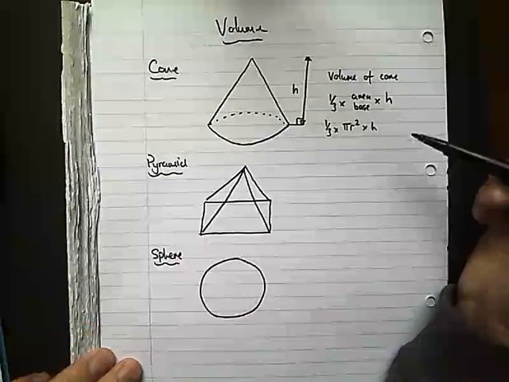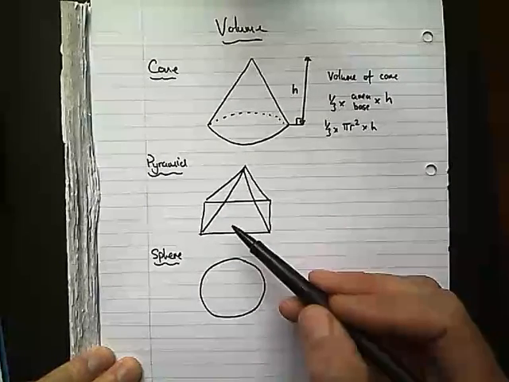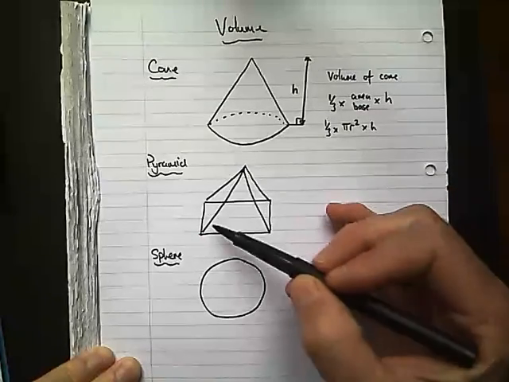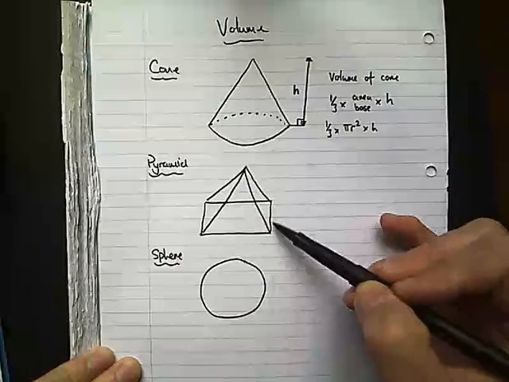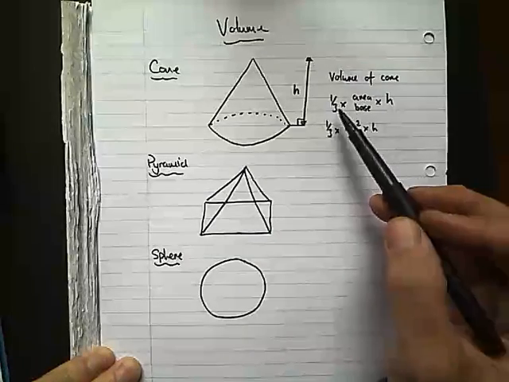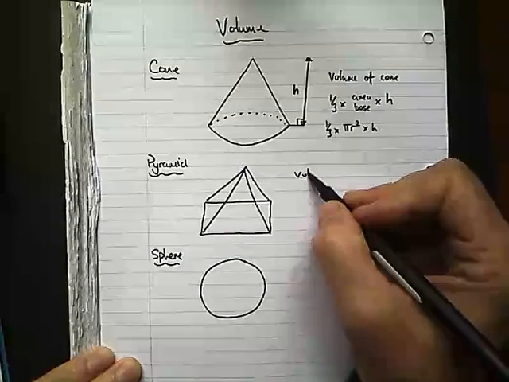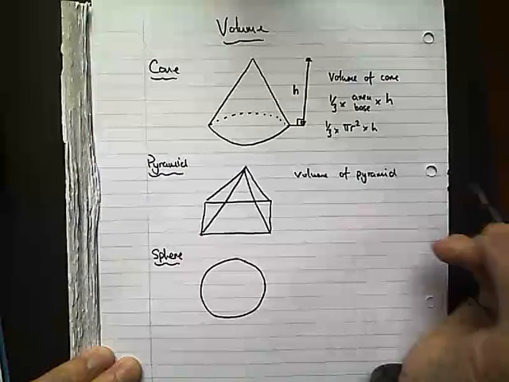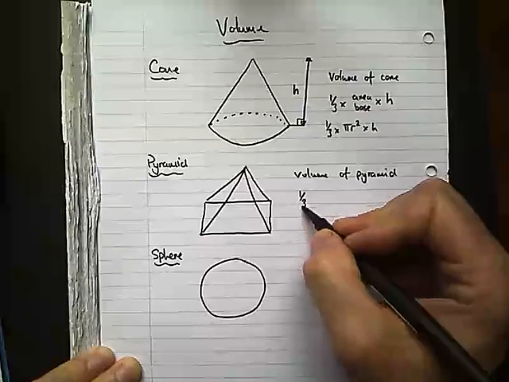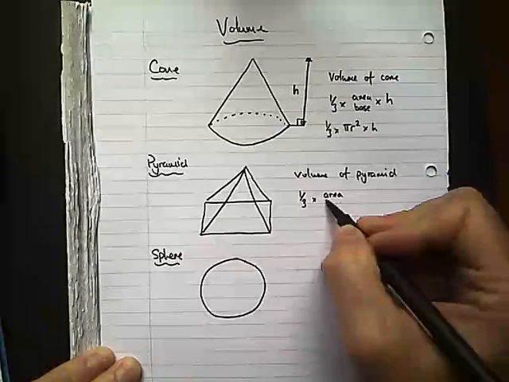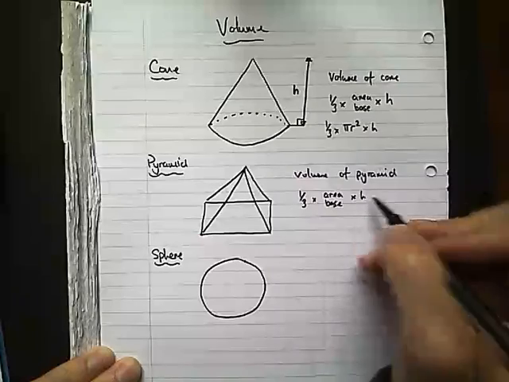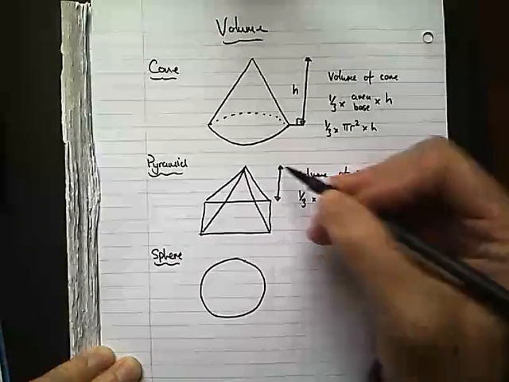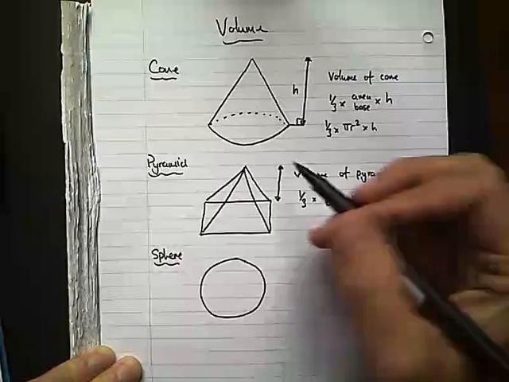Right, the pyramid. Exactly the same formula, except it's not a circular base. It's whatever the base is. So if it's a rectangle, it's length times width. So the volume of a pyramid is 1/3 times the area of the base times the height, the perpendicular height. Again, it's the distance from the ground level to the very point, not the slanted distance.